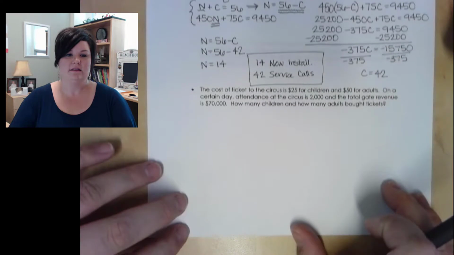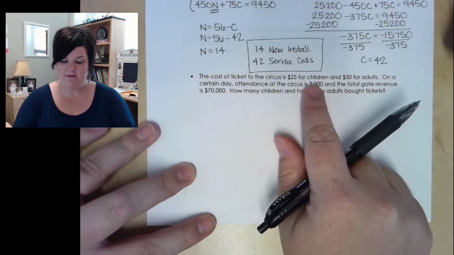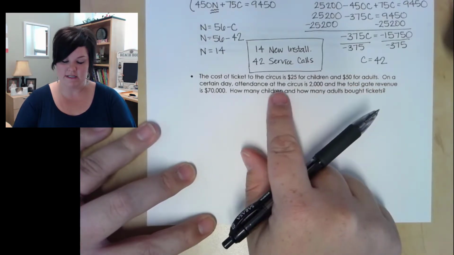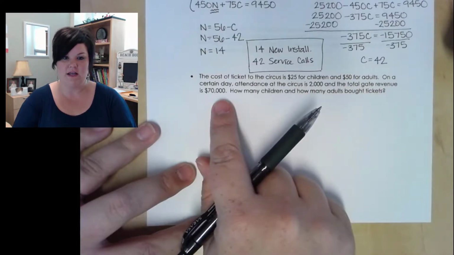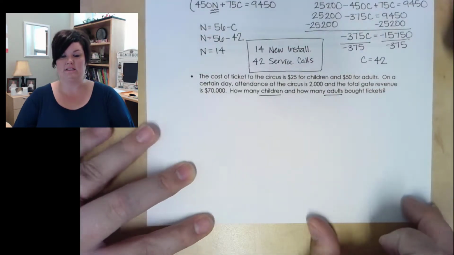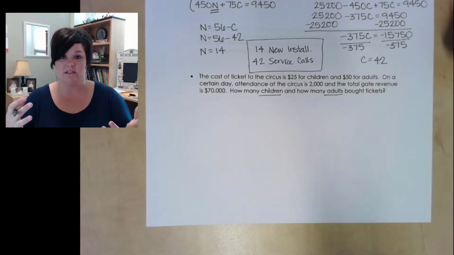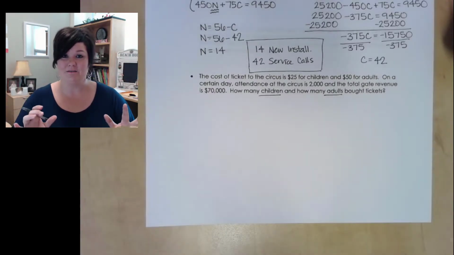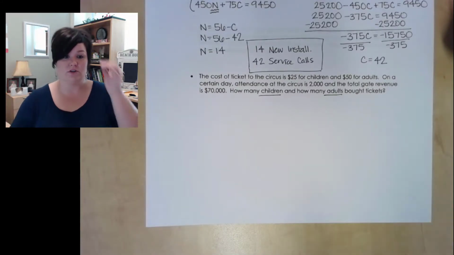This one says the cost of a ticket to the circus is $25 for children and $50 for adults. On a certain day, attendance at the circus is 2,000 and the total gate revenue is $70,000. How many children and how many adults bought tickets? So we know we're talking about children and adults going to the circus. So we should know how many total children and adults went, right? And we also know how many total dollars were earned during this, right?